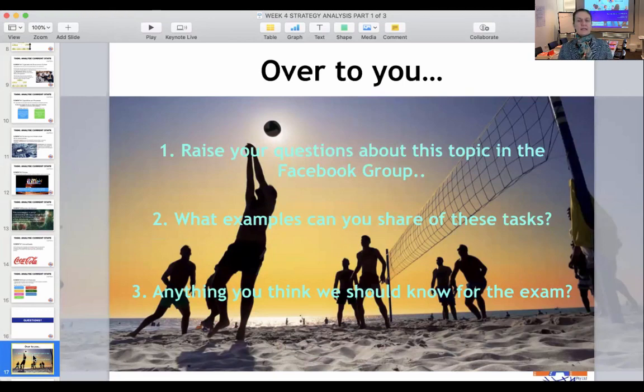And then think of any examples that you might have of doing this work, and examples just like what I've just given. Let's share it in the group to give people more practical examples to refer to and to further understand. And of course, as always, if you can think of something that would be a good idea for people to take extra note of for the exam, please share that with us as well.